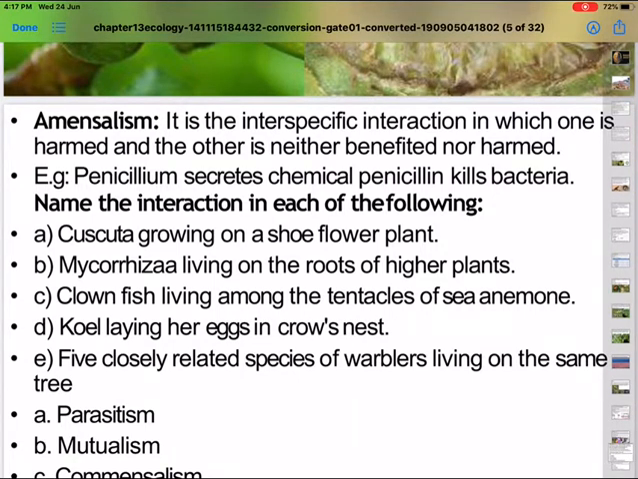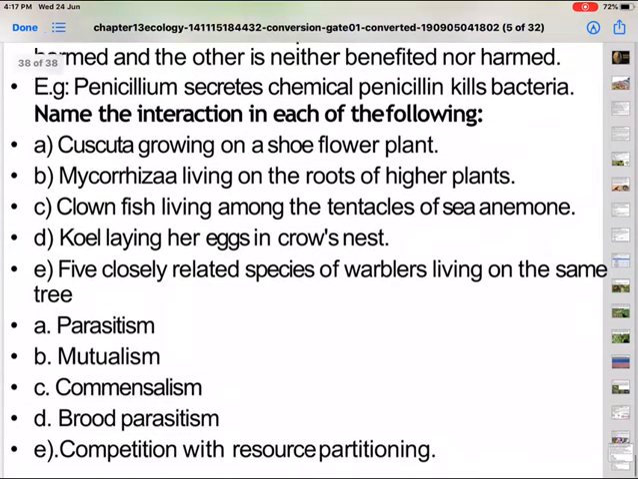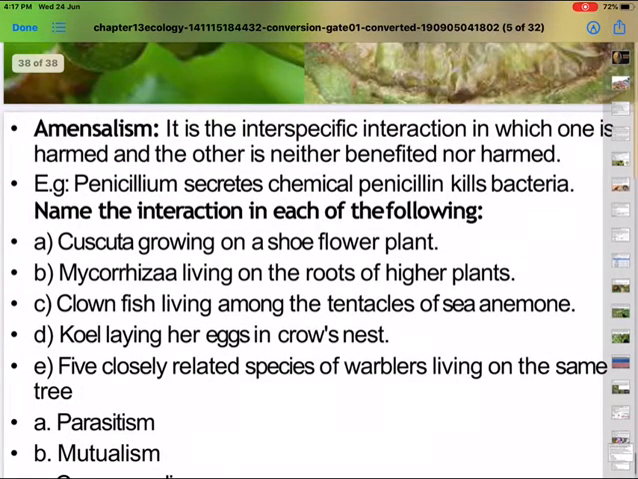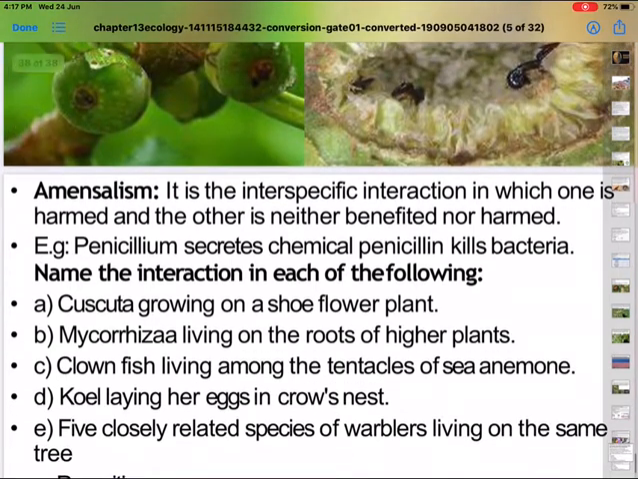So minus. And for penicillium, what? There is neither benefit nor loss. Hence the interaction is minus and zero. Now there are some interesting questions which you can see. Let me not show you the answers first. You just see, name the interaction in each of the following.